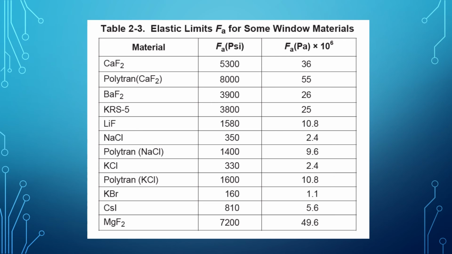Now, the first column is actually the material. The middle column is FA in PSI, so that is in English units. And the column on the right side is FA in pascals times 10 to the 6. So that would be what we would use if the problem is given in metric units.